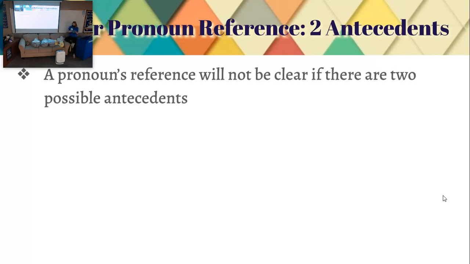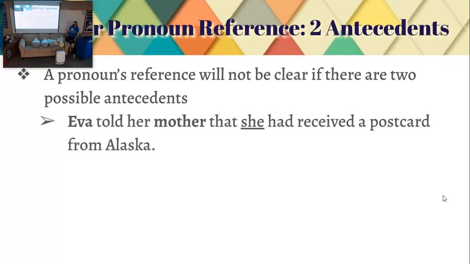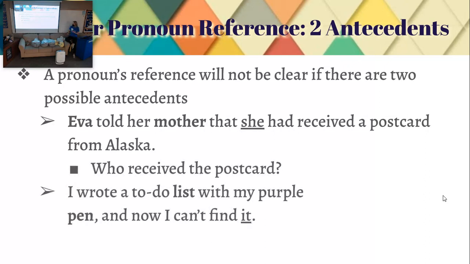If there are two possible words that your pronoun could be referring to, that's a big mistake and you need to fix it. So here would be an example of that. Eva told her mother that she had received a postcard from Alaska. She is our pronoun, but we don't know if she is referring to mother or if it's referring to Eva, because we have two possible she's in the sentence. So we don't know who received the postcard.